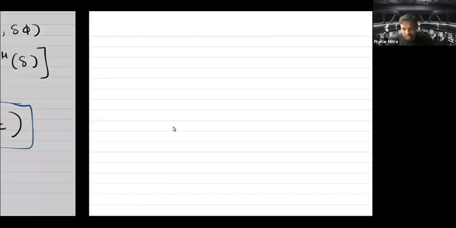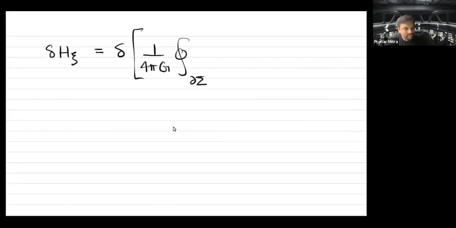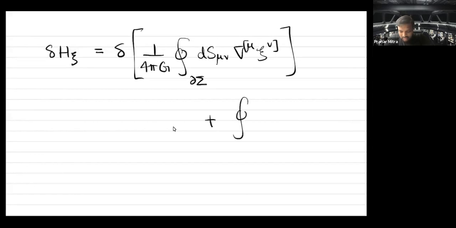So if you do this for the super translation, in fact, if you do this for diffeomorphism, at this point, see, I've not chosen any gauge. This is not Bondi gauge or anything. So if I work this out for any diffeomorphism, you find the following statement. The variation of the Hamiltonian charge takes the following form. There's a 1 over 4 pi G integral over del sigma, and then there are other terms which are proportional to delta psi.